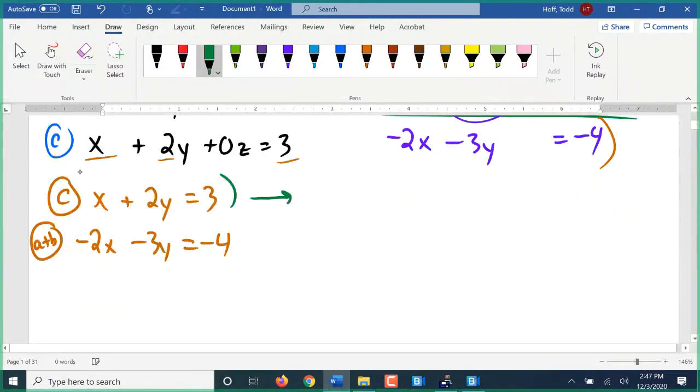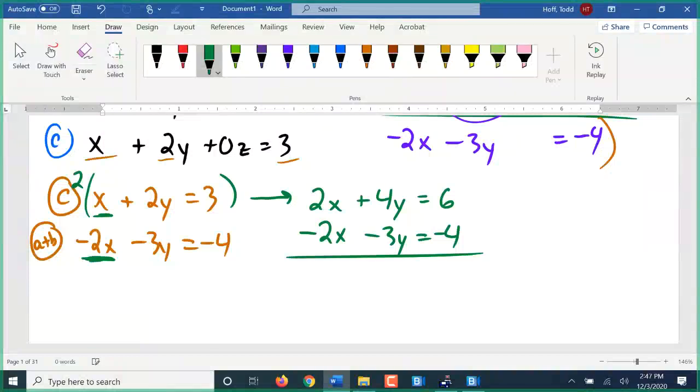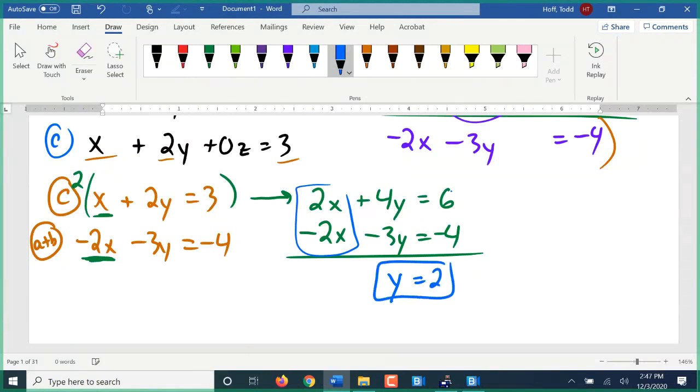I'm going to multiply, since I have a negative 2x in the bottom and a positive 1x in the top one, that top equation by 2. You get 2x plus 2 times 2y is 4y equals 2 times 3 is 6. And on the bottom, negative 2x minus 3y equals negative 4. So the x's are going to be eliminated here when I add my columns. 2x plus negative 2x is 0x, so it's gone. 4y plus negative 3y is 1y, or just y. 6 and negative 4 make 2. So I got y equals 2.